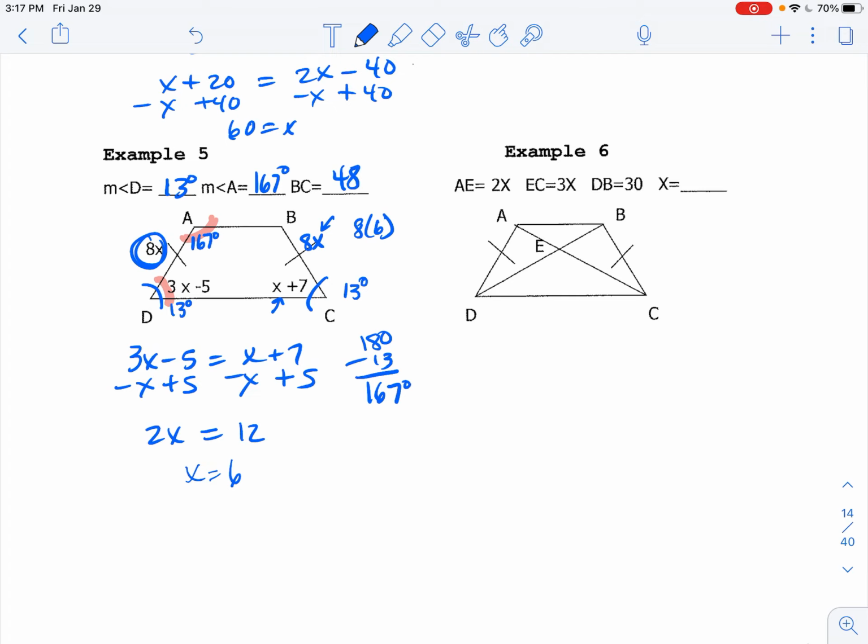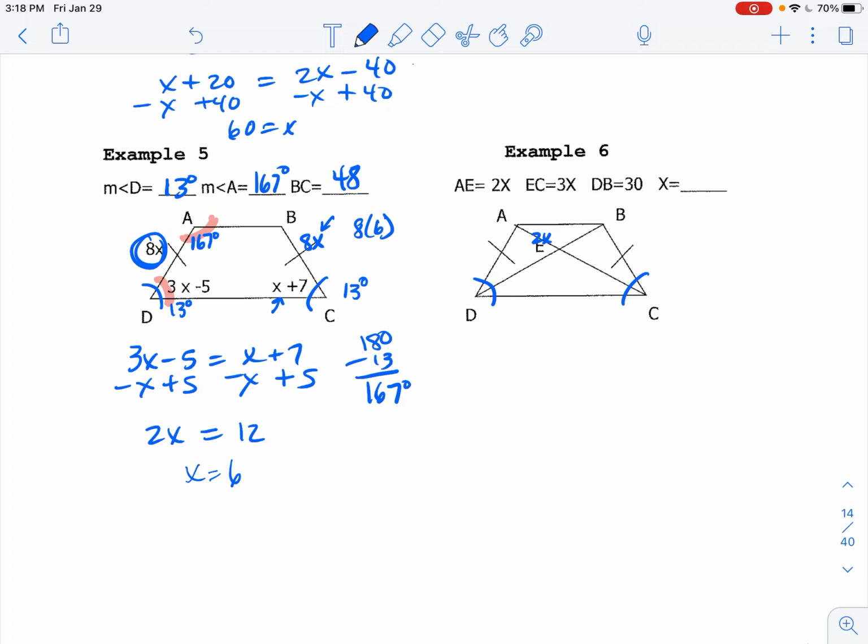Last example, example 6. Okay, so we have another isosceles trapezoid. We know that AE is equal to 2x. Okay, so let's review an isosceles trapezoid. Opposite sides are congruent. Base angles are congruent, and the diagonals are congruent.